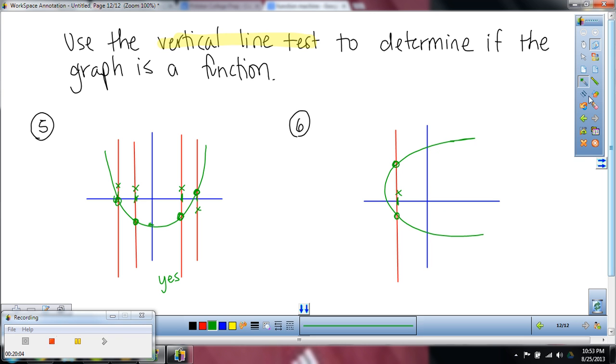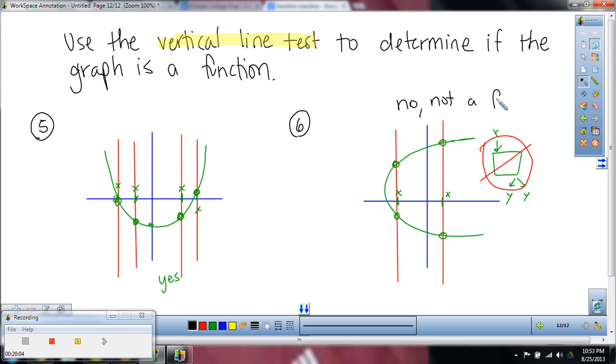And there's a bunch of these tests. If I move my vertical line anywhere, it continues to be a problem. My 1 x, this input x, is giving me this number coming out of the function and this number coming out of the function. So again, with my function machine, I'm plugging in 1 x, and I'm getting out 2 y's. This can't happen. So this is not a function. No, not a function.